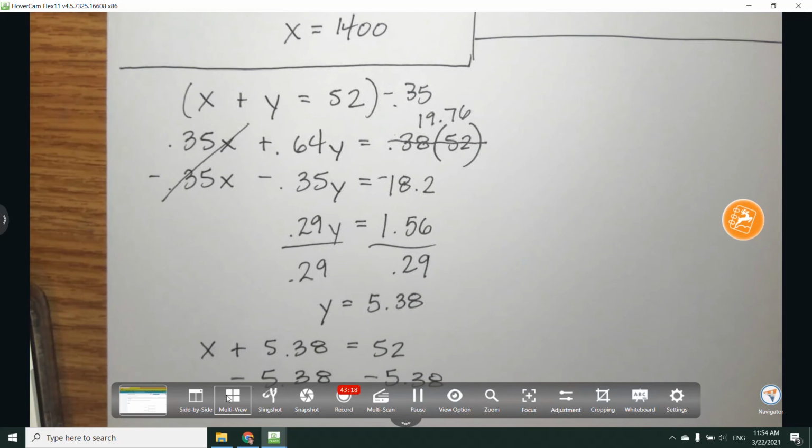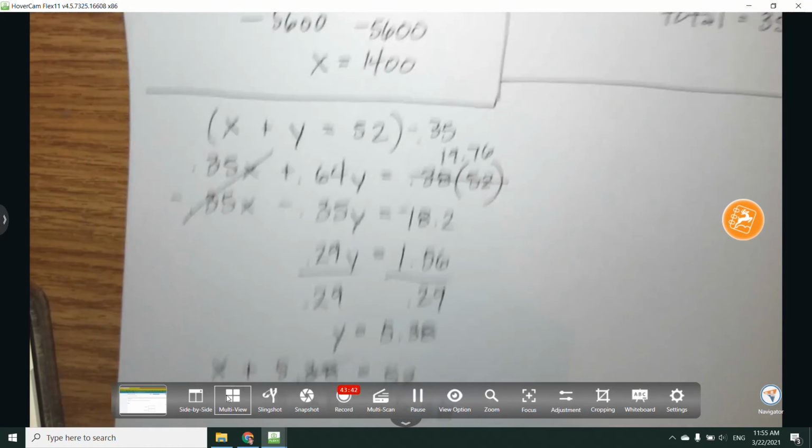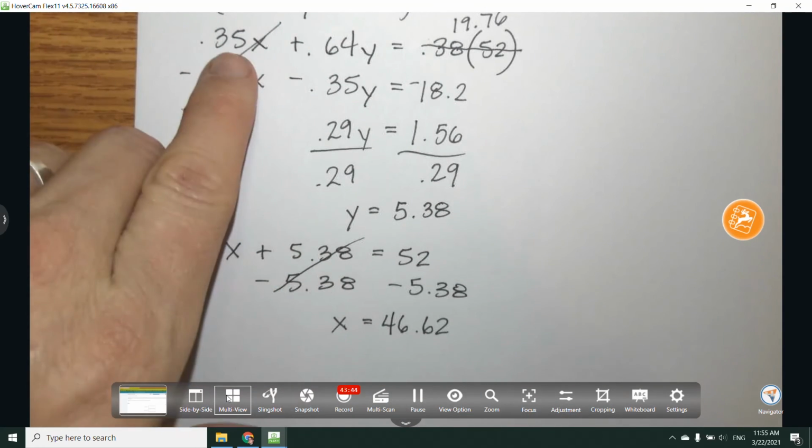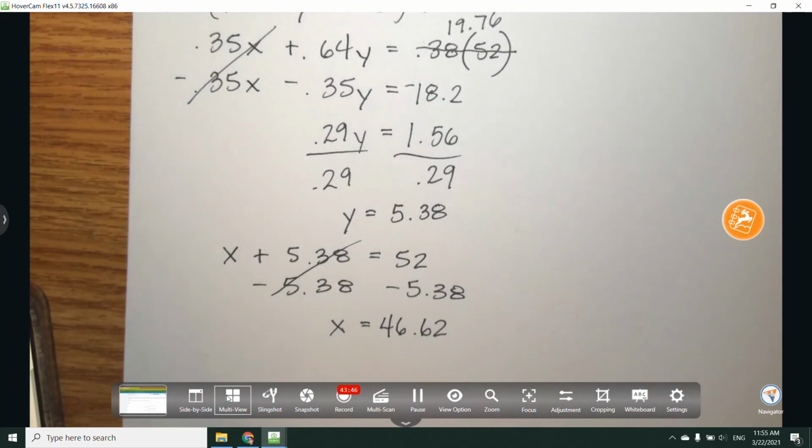I didn't think it would already start doing this to us this early in the game, but we can certainly be pretty precise with this stuff, even though we get kind of funky decimals. So this x is actually equal to 46.62. Remember that was represented by our 35%.